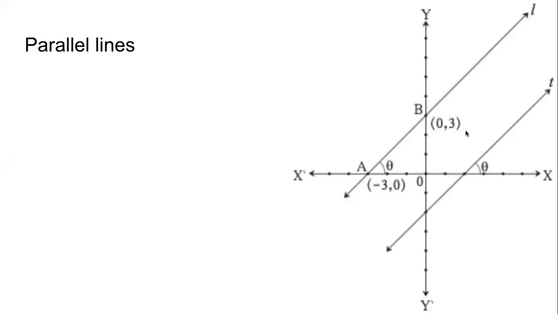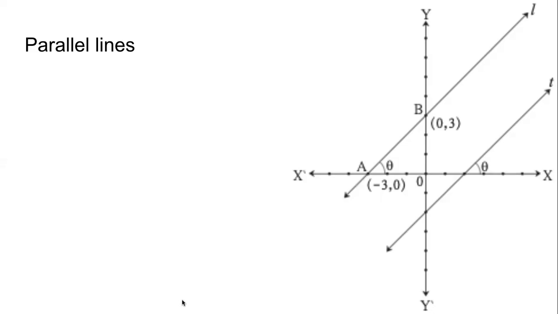The next application of slope of a line is to understand or to identify parallel lines. And for this, we have to go to class 9 once again, corresponding angles. Now, if we have 2 lines L and T such that they make the same angle theta with the x-axis, then the x-axis is acting as a transversal. L and T are 2 lines which are intersected by the transversal x-axis. And the angles which are theta, they are the corresponding angles.